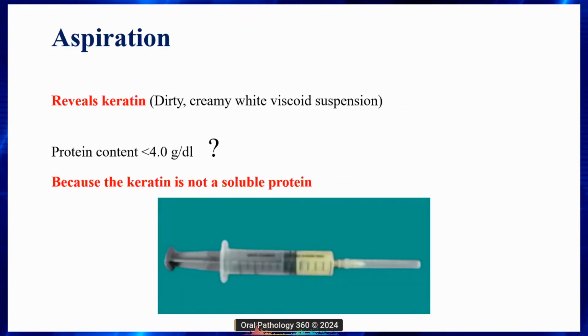On aspiration, it reveals keratin as a dirty, creamy white viscoid suspension, and the protein content is less than 4 grams per deciliter, as keratin is not a soluble protein.